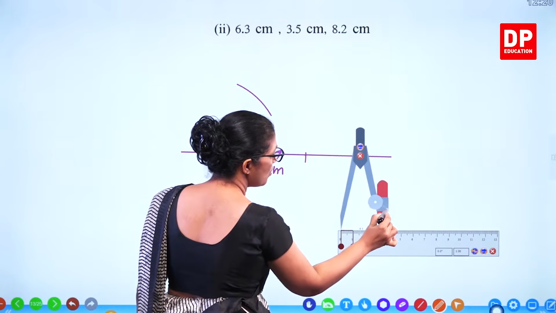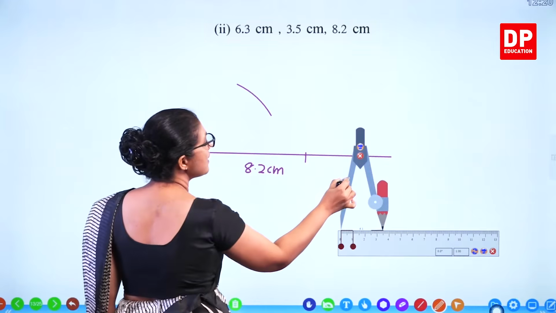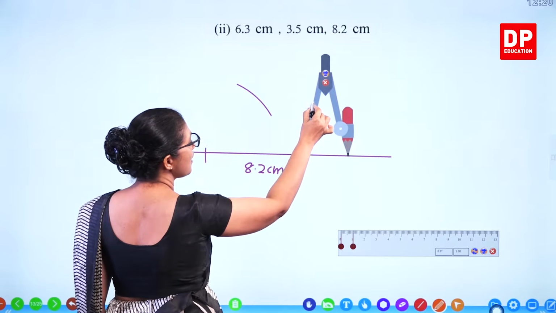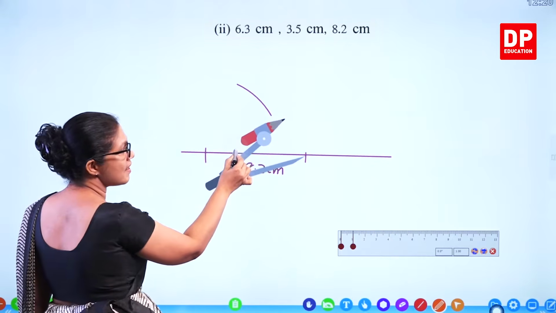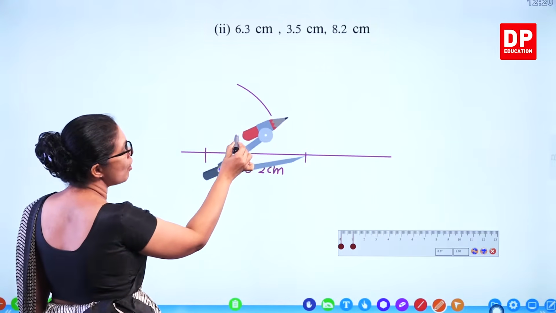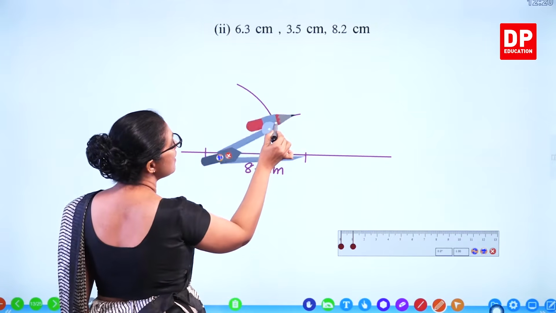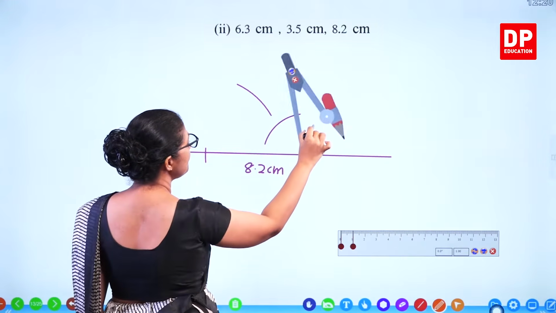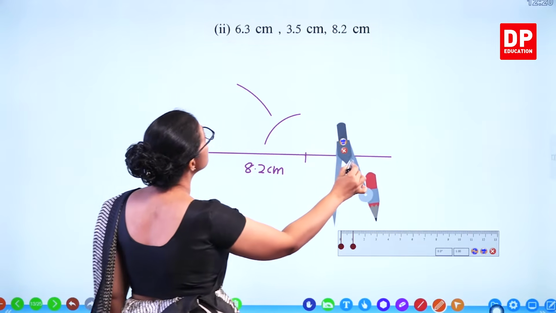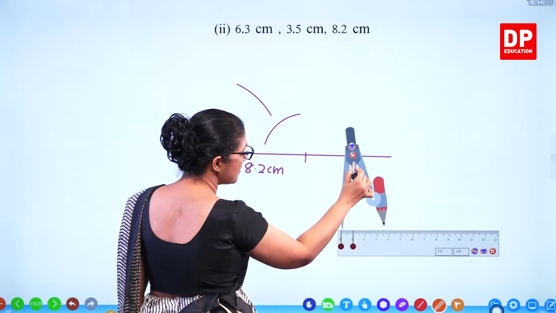And then you take the other point and mark the arc so that you get the intersecting point. Can you see? I'm not getting the intersecting point. That means I have to draw it again. I have to draw 6.3 again.